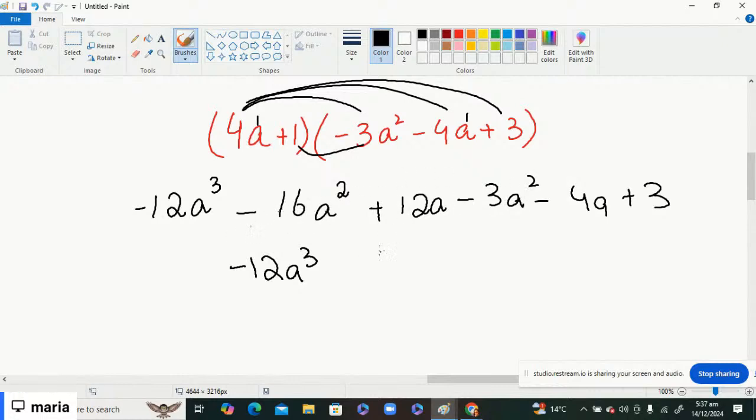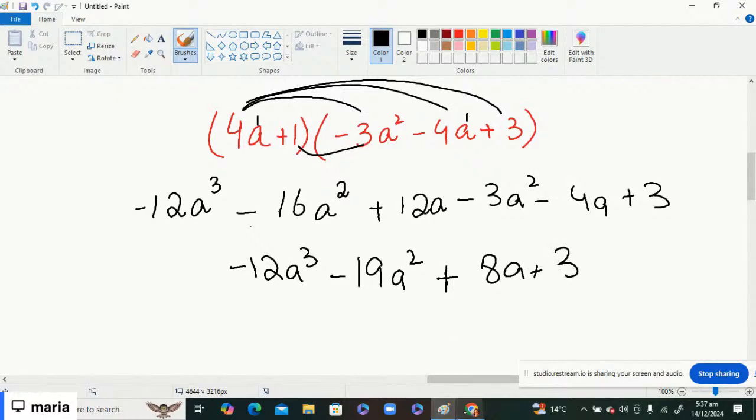So minus minus become plus, and putting the sign with the greater number. Greater number is negative sign, so I'm putting negative sign here. 16 plus 3 is 19a square. Now 12a and minus 4a, plus minus is minus, but putting the sign with the greater number, that is plus sign. So 12 minus 4 is 8a, and then plus 3.